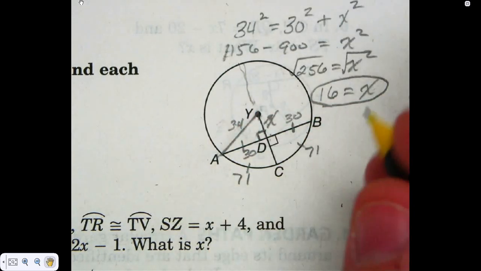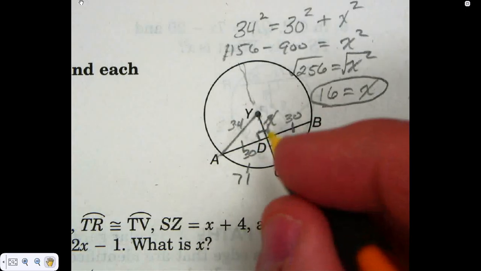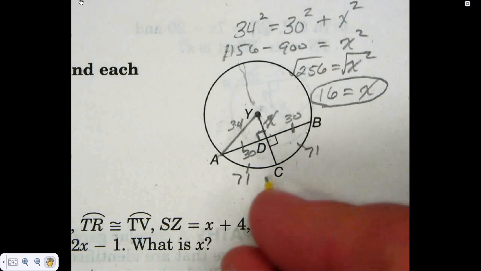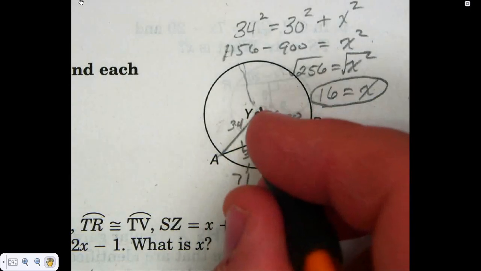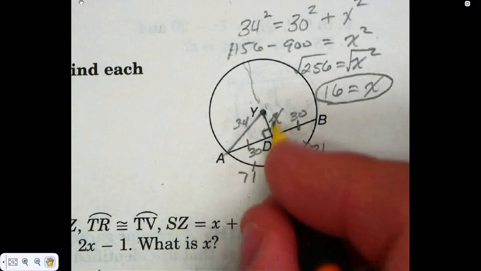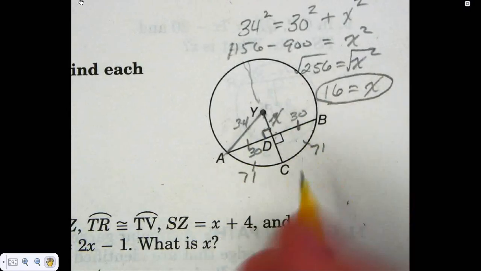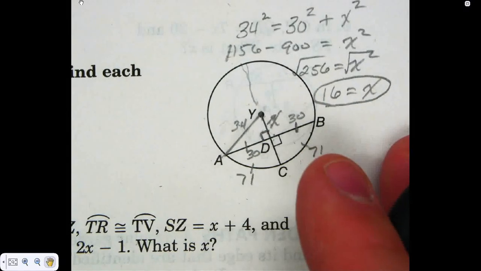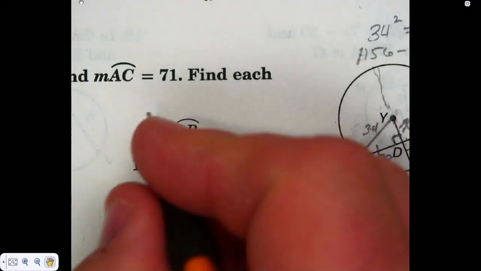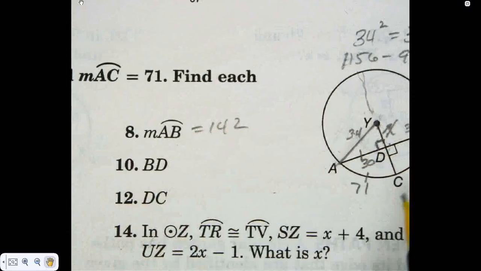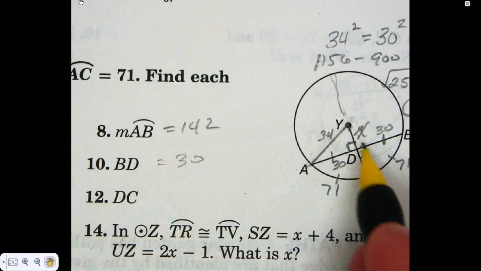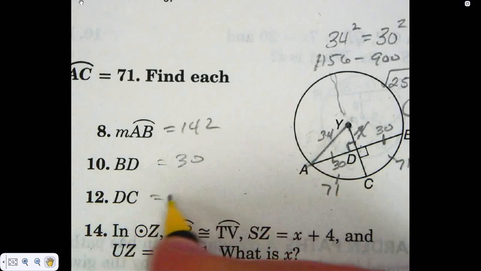There's no rule that says this has to be cut in half, because see, you could move this down here, and this could be a really small part left of the radius and a really big part. So unless they tell you, don't assume you cut this in half. You're pretty much always going to have to use Pythagorean's theorem here on ones like this. They asked for the arc AB, 142. BD, 30. And D to C. Now, since you found that that's 16, then that means that has to be 18.